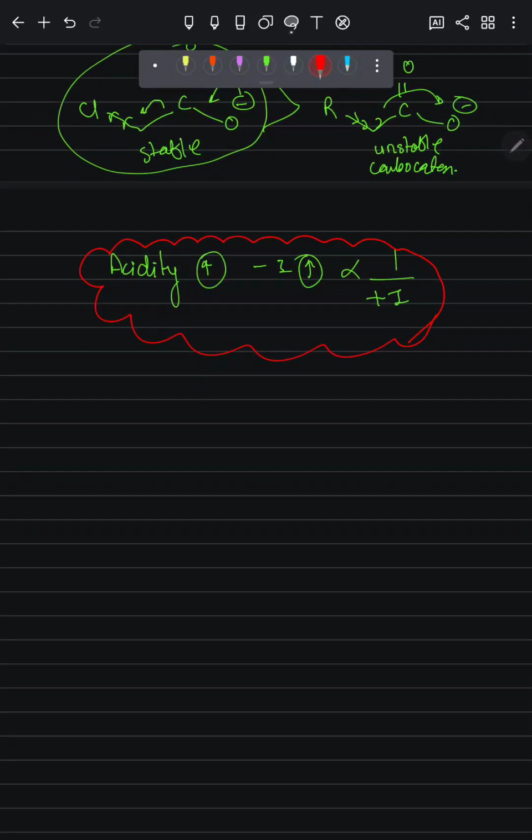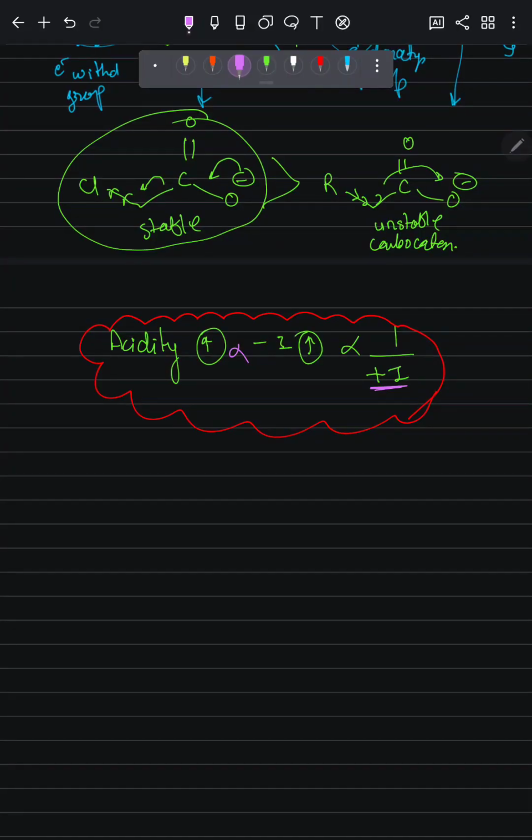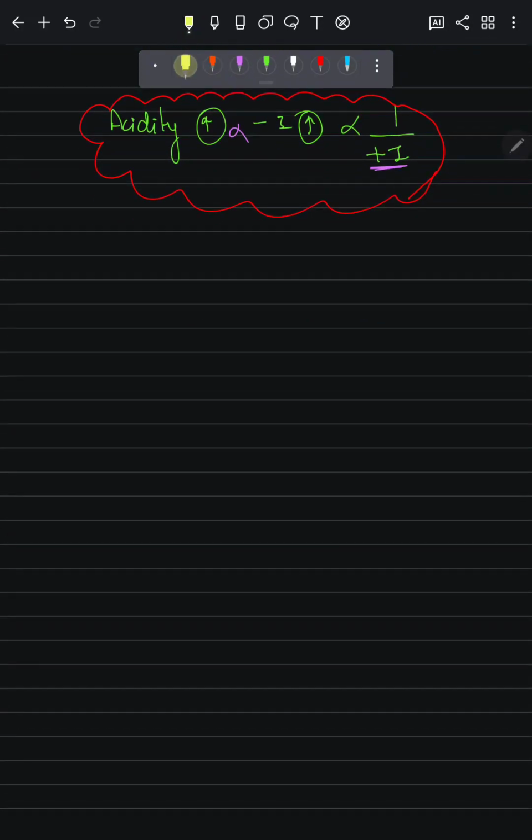So as we can see, acidity is directly proportional to minus I effect and inversely proportional to plus I effect. It is also applicable for all the groups in organic chemistry. Let's take another example in consideration, which includes a ring. So here a 3-membered ring is attached to a carbon, double bond oxygen and hydrogen, and here a 4-membered ring is attached to carbon, oxygen, hydrogen.